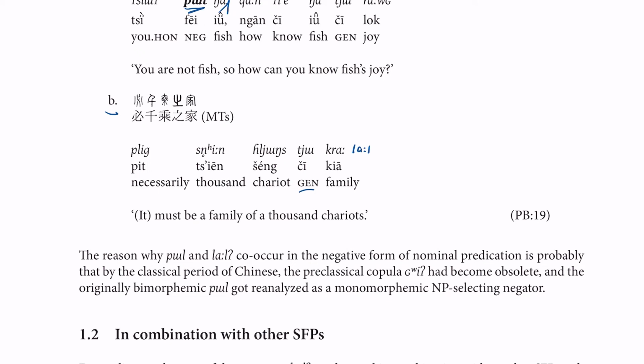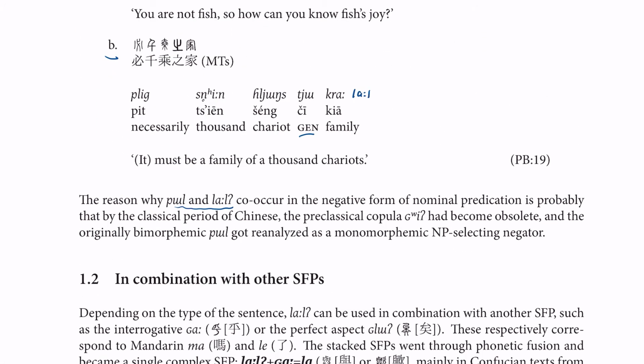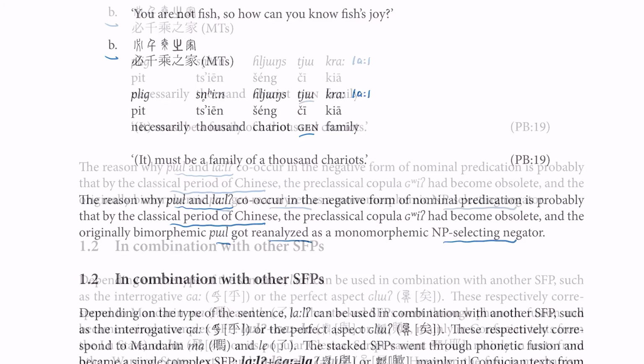The reason why pul and the lao co-occur in the negative form of nominal predication, as we have seen in 3, is probably that by the classical period of Chinese, the pre-classical copula gui had become obsolete, and the originally bimorphemic pul got reanalyzed as a monomorphemic negator that just selects a nominal phrase. Okay, so that's probably what happened in history.